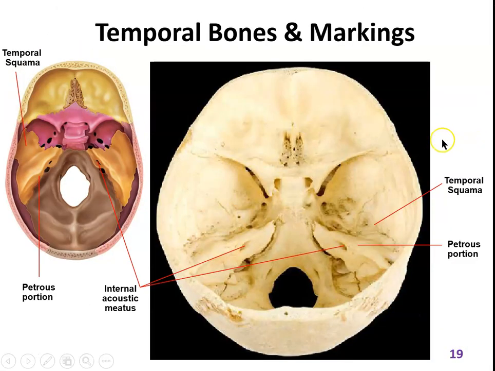Okay, enough of this. Remember the petrous portion I talked about. Well, if you have this superior view of the skull, you would see the petrous portion here. And this region, this indentation here, which is the same as the indentation here, this is where the temporal lobe of the brain goes. Okay?